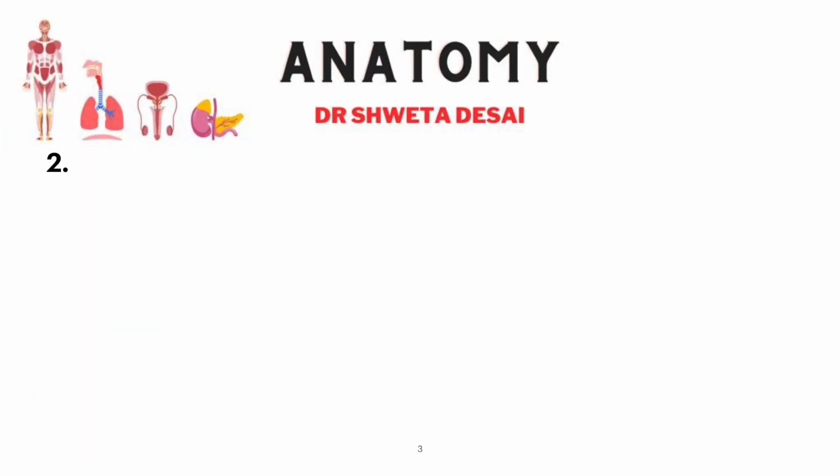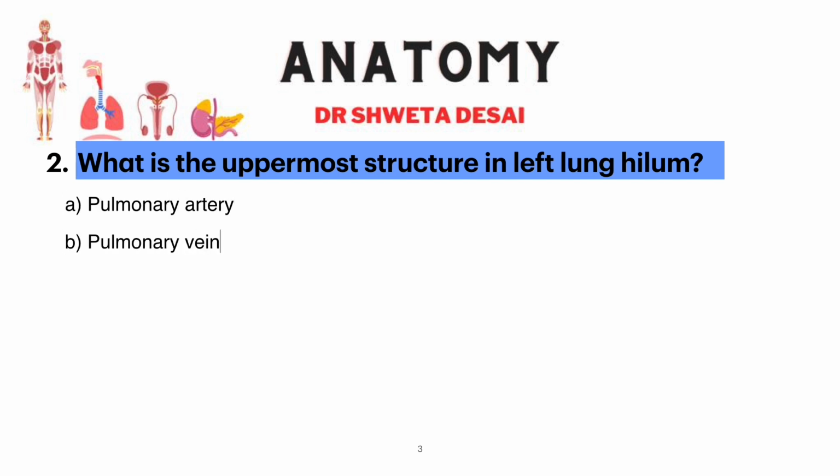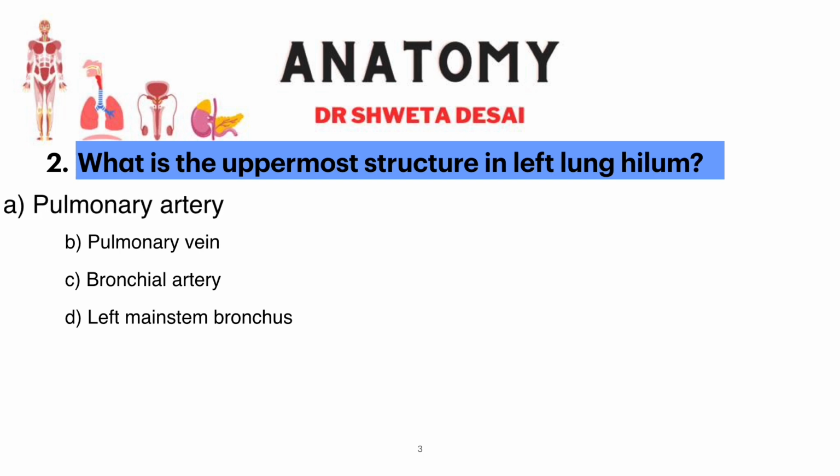Question number 2. What is the uppermost structure in left lung hilum? A. Pulmonary artery. B. Pulmonary vein. C. Bronchial artery. D. Left mainstem bronchus. The correct answer is A. Pulmonary artery.